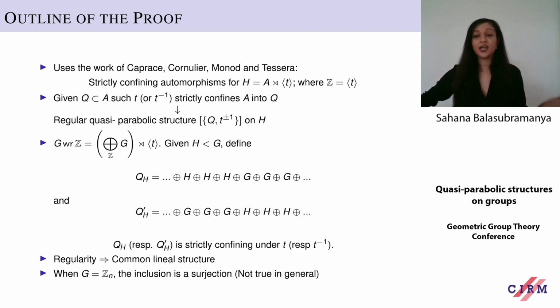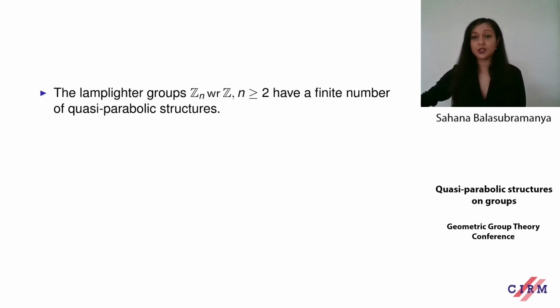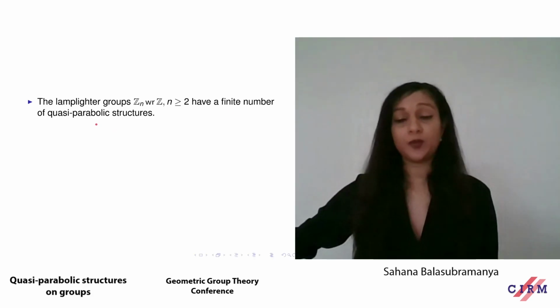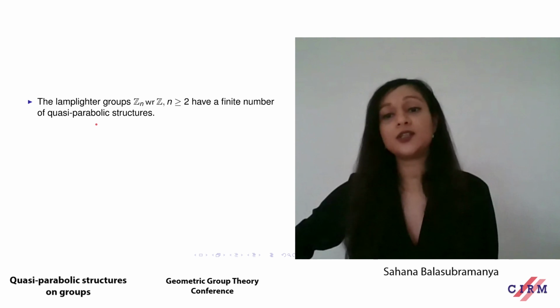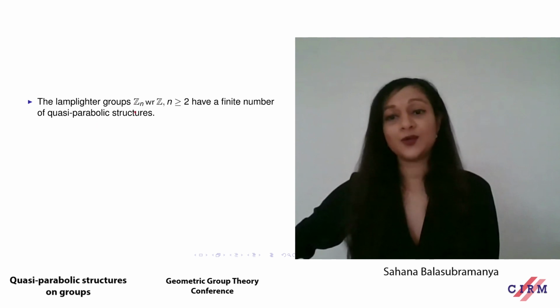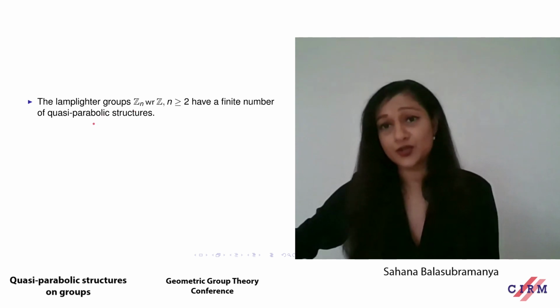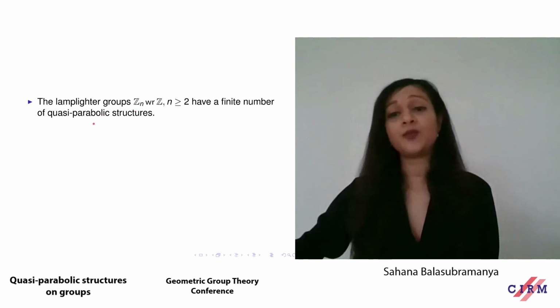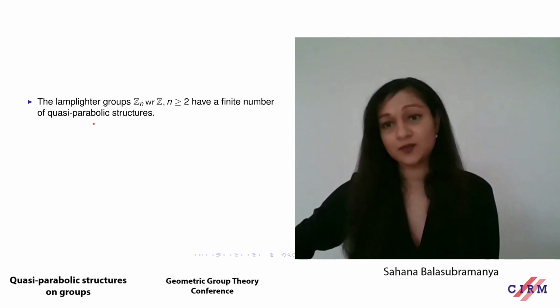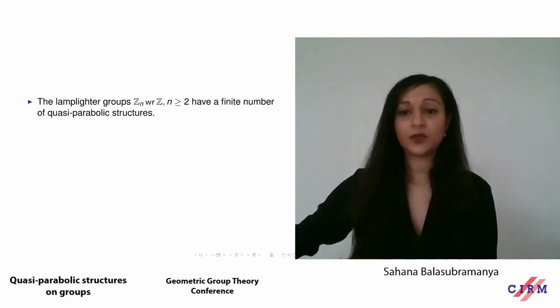But how does this buy us the examples that we want? Well, for the Lamplighter groups, this is obvious because I have an equality. And why do I have a finite number of quasi-parabolic structures? Well, because Z_n has only a finite number of subgroups, and how many quasi-parabolic structures do I have? It's twice the number of proper subgroups of Z_n. So that's a finite number.